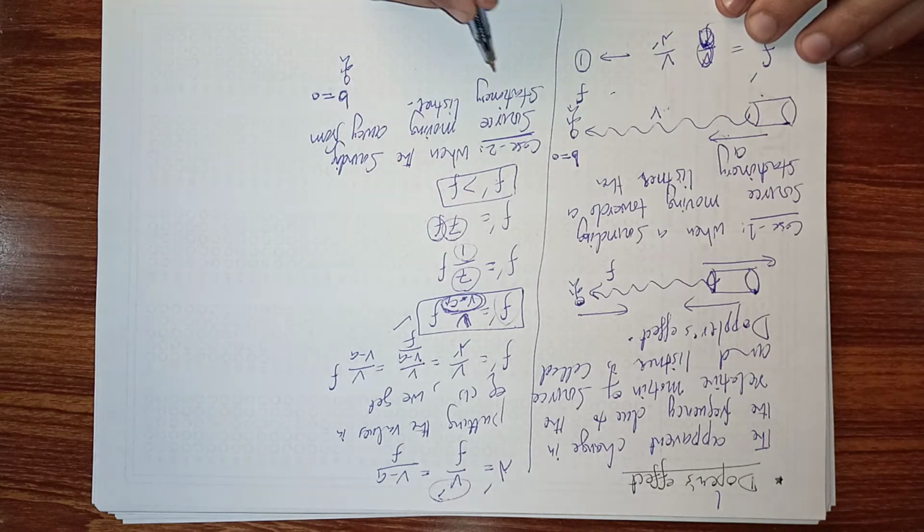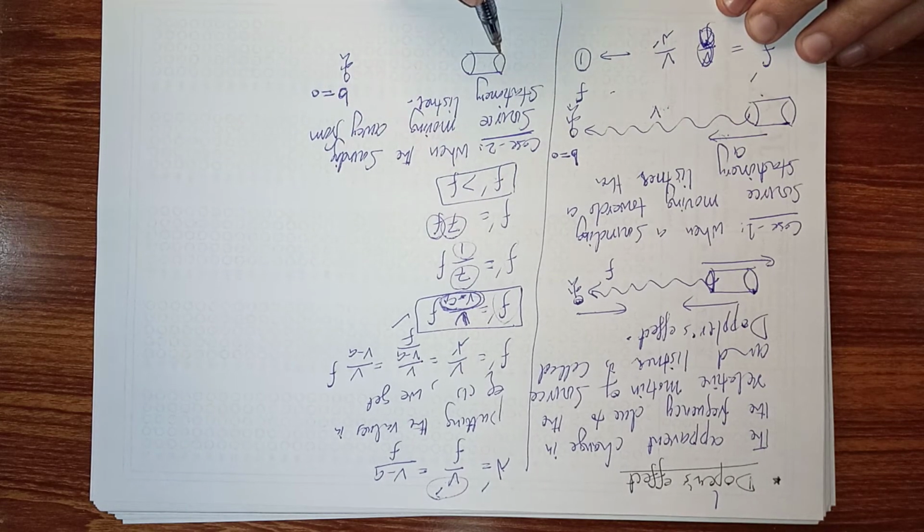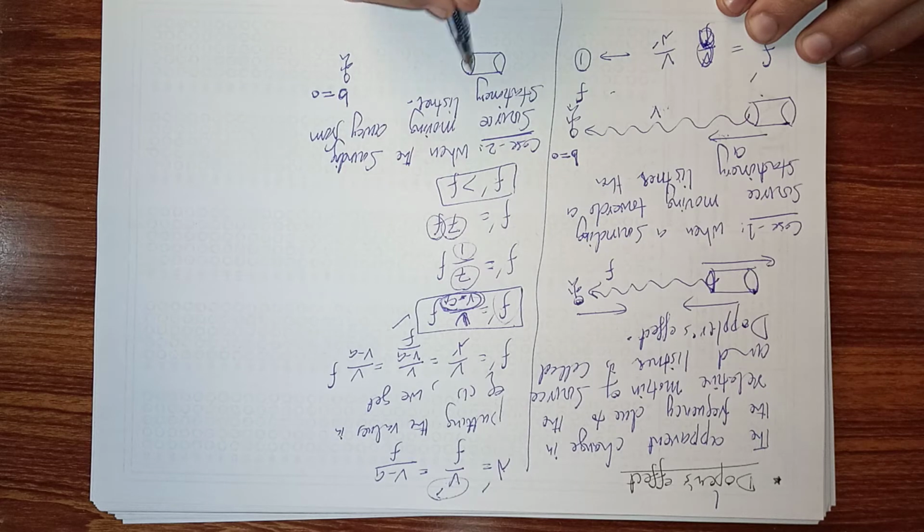Okay, now we have a dhol. This dhol is initially at rest and it is ringing, so it means that it is producing a sound. Its speed is v, its frequency is f. Now if the source starts moving away from the stationary listener with the speed a, so a is the speed of the source away from the stationary listener.